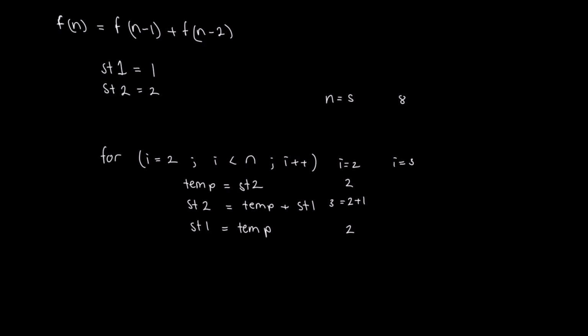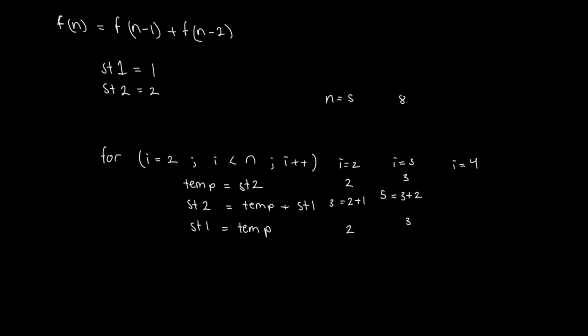Now we're at I equals 3. I equals 3, what we can do is temp will equal st of 2. St of 2 was previously 3, so now temp is going to be equal to 3. So now that temp is 3, what we're going to say is temp plus st of 1. And because st of 1 was now 2, what we can say is 3 plus 2, and this will equal 5. And now, what we can say is st of 1 will equal temp. Temp is now 3 again.